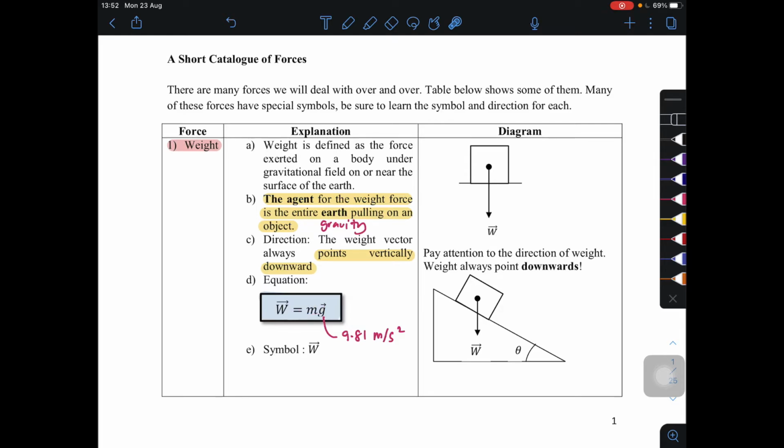Okay, so you look at the diagram here. We have an object. So this object is placed on a table. So the direction of the weight force is going downward, and then kita akan letak symbol W. So if the object is placed on an inclined plane here, still the direction is going downward. Okay, dia mesti going downward macam ni. Dia tidak boleh macam ni. This is not weight force. Weight force, since dia adalah under the influence of gravity, mesti going downwards.